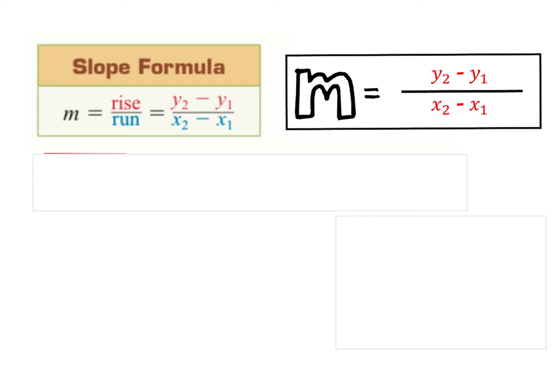So you're going to have 2 points, x, y, x, y. So you're going to have 2 x's and 2 y's, all right? Your numerator, remember, is how much you move up and down. So your numerator is going to be subtracting your y's. Your denominator is going to be subtracting your x's, all right? So this is the formula when you do not have a graph, when you just have 2 points. Subtract your y's over subtracting your x's.